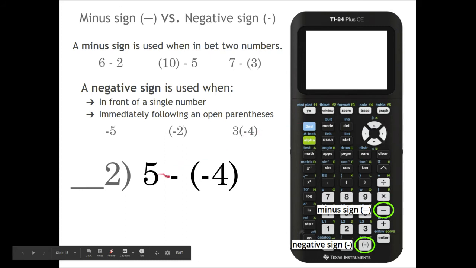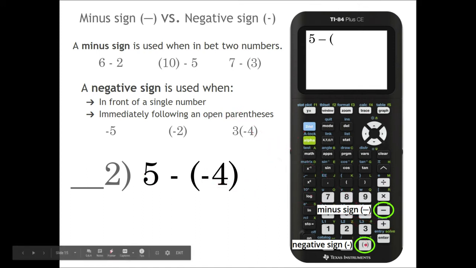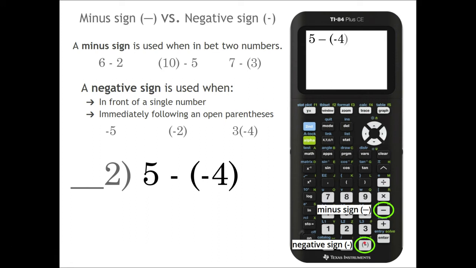We have over here 5 dash parentheses dash 4. So again, it's going to be 5, and then this will be a minus sign, open parentheses. But you see how this dash follows an open parentheses. So either if it follows an open parentheses or if it's in front of a single number, meaning that it's in front of the entire operation, it's going to be a negative sign. So over here, it's after the open parentheses, so it's going to be negative, open parentheses, and then negative 4, close parentheses. You press enter, and you get the answer is 9. So you write the 9 over there.